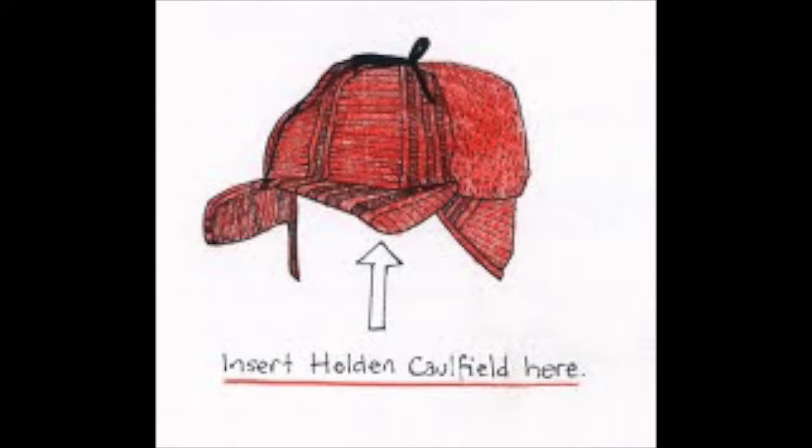And the best symbolism of this is his red hunting cap in the book. Whenever Holden feels that he's getting too close into society, he wears the red hunting cap to stick out, so people will, quote unquote, ignore him, and he'll re-alienate himself.